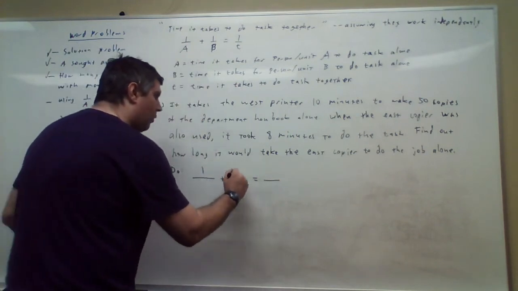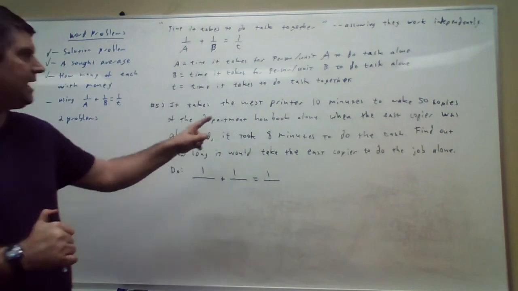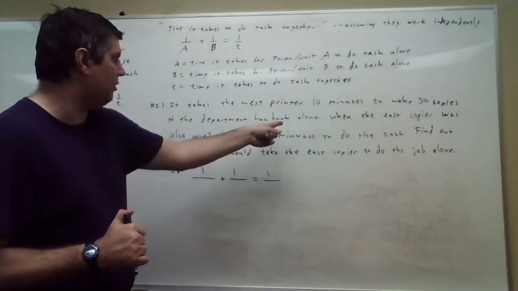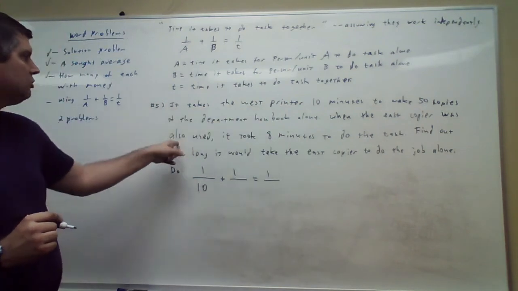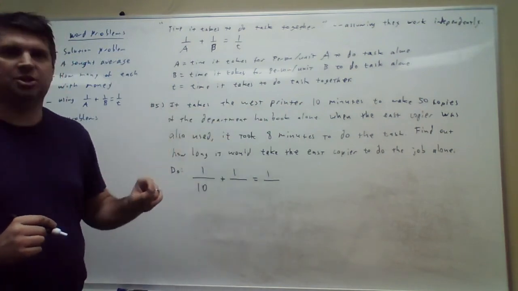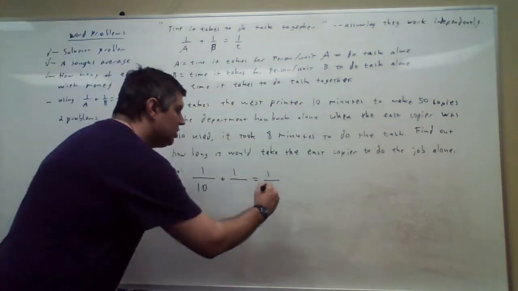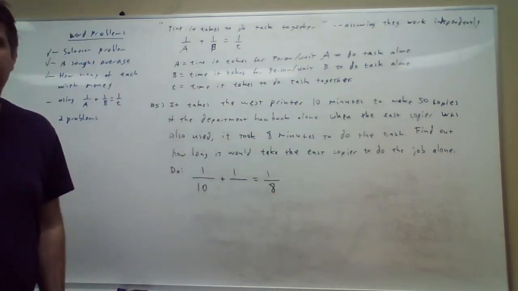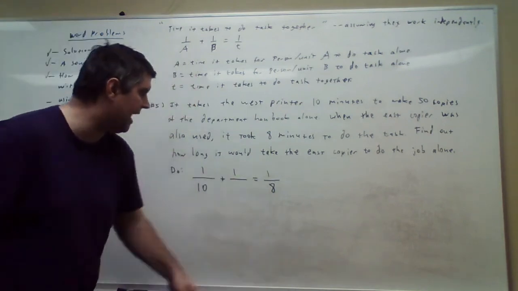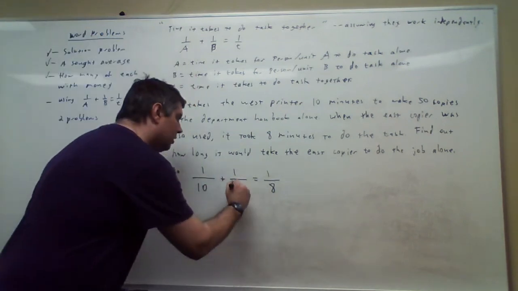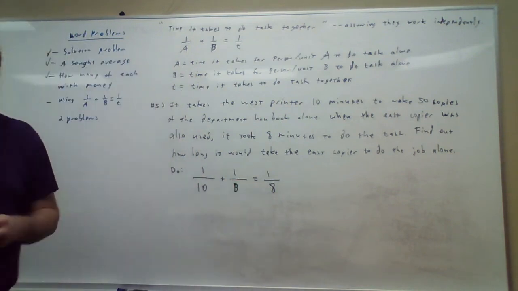Okay, you know we all have 1 over, 1 over, 1 over, and 1 over. Now, it takes the West printer 10 minutes to do this job alone. When the East copier was also used, it took 8 minutes to do the task. That means these two are working together, and it took 8 minutes. So 8 belongs under here, okay? Because that's the time it took the two working together. What we don't know is the rate of the second one working alone. All right.